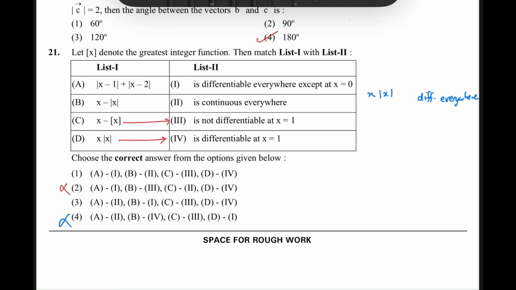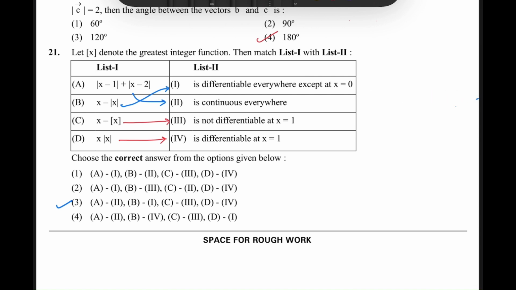Now what about x minus mod x? So modulus of x is not differentiable at 0, right? So it is differentiable everywhere except at 0, right? Okay, so B matches with 1 and it is continuous everywhere because modulus functions are always continuous. So A matches with 2, B matches with 1. So this is correct, this is incorrect. So option 3 must be the correct answer for this question.